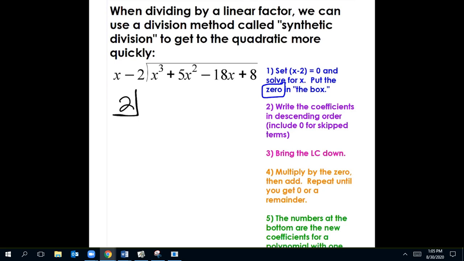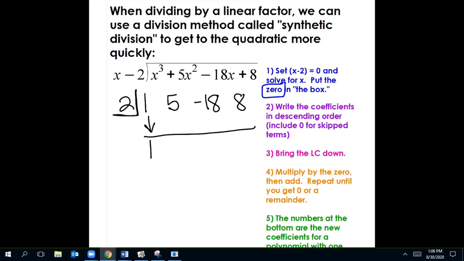Next thing we do is write the coefficients in descending order. If there's any skipped terms, we'll put 0 for that one. So we'll start with 1x cubed plus 5x squared minus 18x plus 8. If there are any skipped values, I would have put 0 for those, like if there was no x squared. Then I put a little arrow for bringing the leading coefficient down. Whatever number is in that first spot comes down below the line.